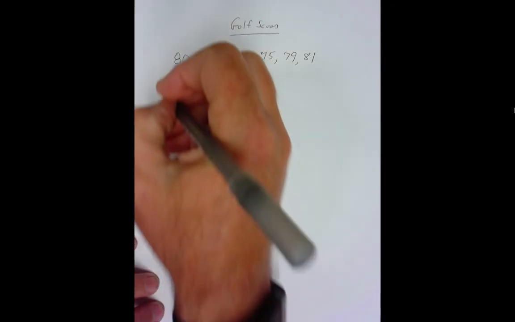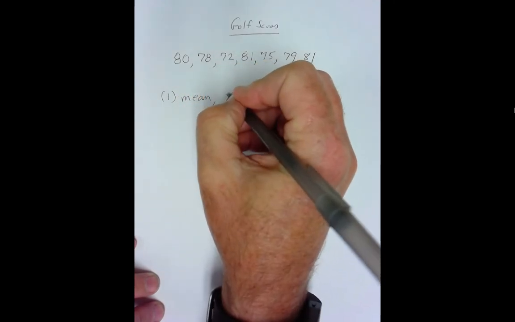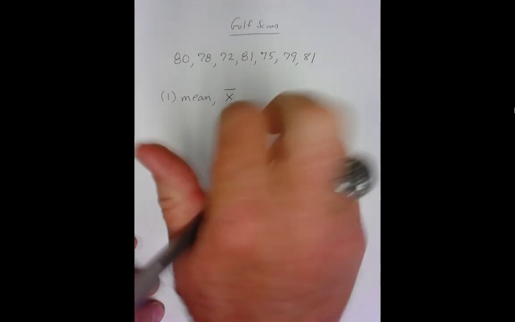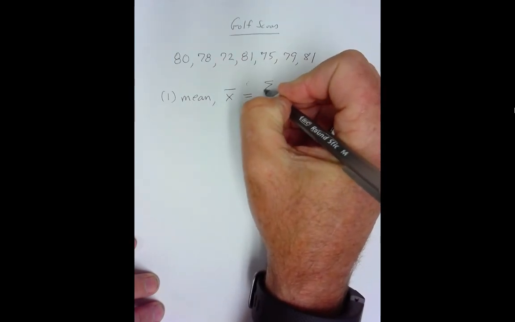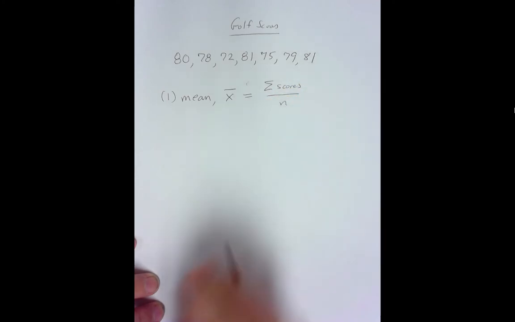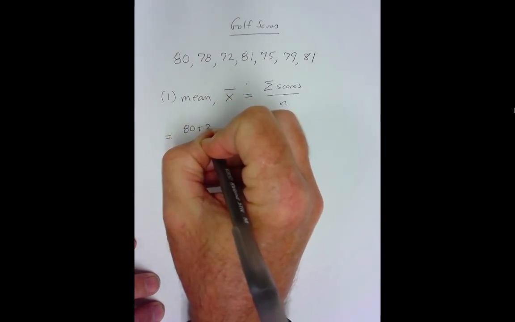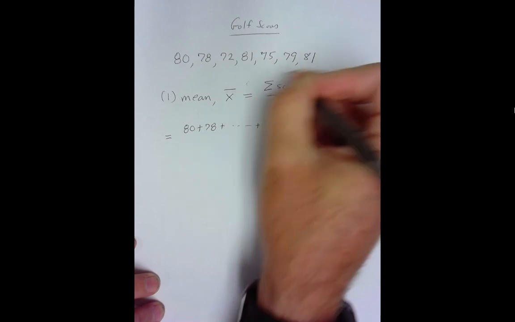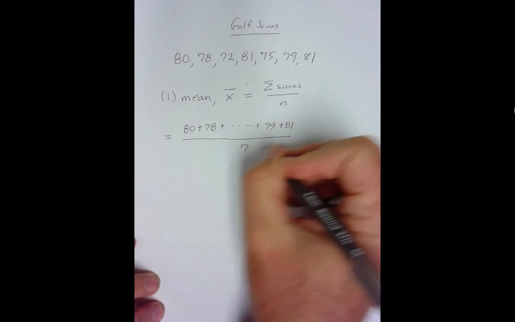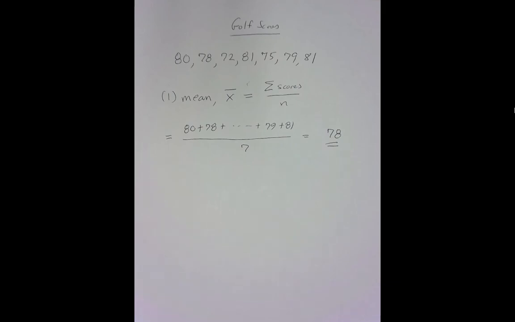So, how would we calculate the mean? Well, guys, the mean has a universal symbol called X bar. So when we calculate the mean, we look at the symbol X bar, and this is found by summing up our scores and dividing by the number of scores we have. So we would take 80 plus 78 plus all these other numbers, and we would divide by 7, and I've already done this. The average would be 78.